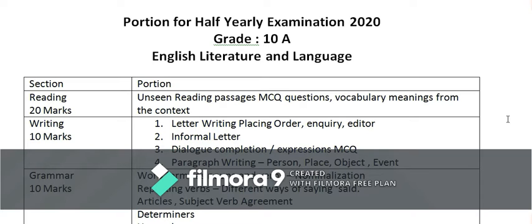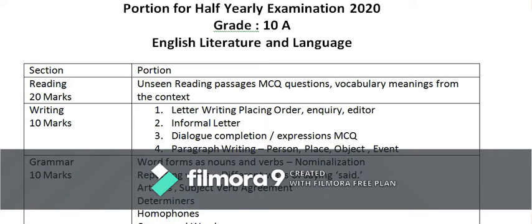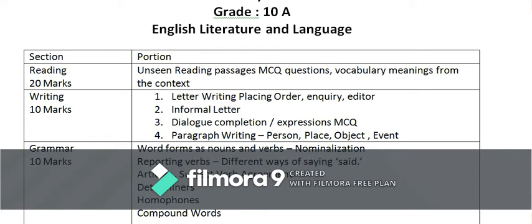This is for grade 10 and for the subject English literature and language. The subject is for 100 marks where 80 marks is for the written examination and 20 marks are for internal assessments. We are going to discuss both separately. Let us begin with the portion for the written examination, where the first part is for the reading section.